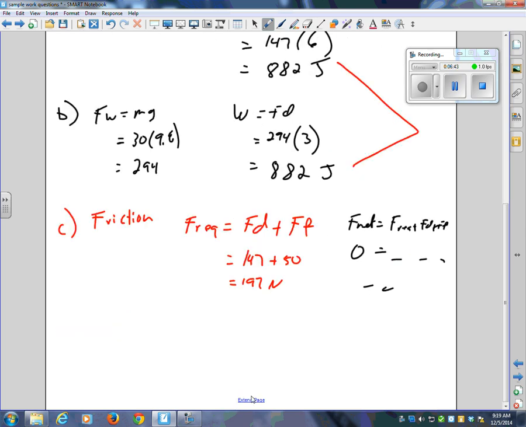Okay, so then do you do more work when you slide it up the ramp? You betcha. 197 times 6. We actually do 1,182 joules. Ah, excellent question. I'll sit back and let you think about it for a second. No, I'm not going to tell you right away.